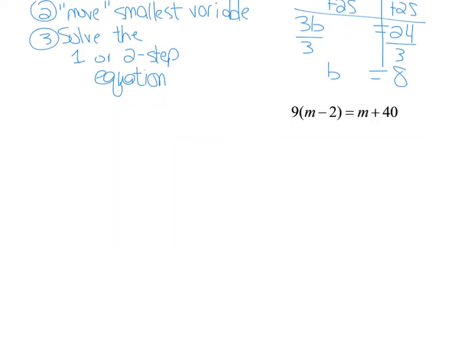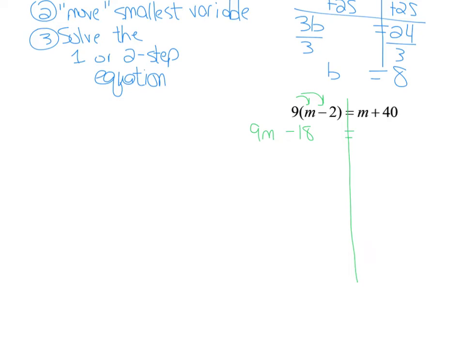All right, next one. Draw that line down the middle to help you separate the left from the right. I look at the left side. I do have distributive property. So 9 times m is 9m. 9 times a negative 2 is negative 18.